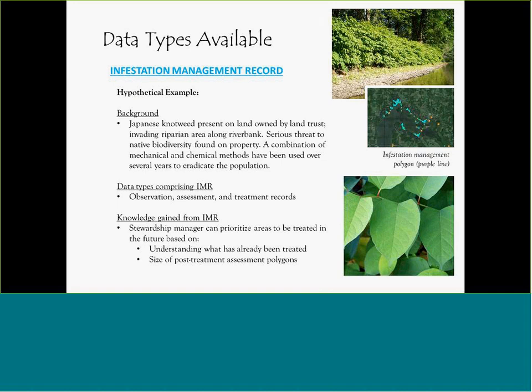Here's another hypothetical example for you. Say there's Japanese knotweed that's present on land that's owned by a land trust, and it's invading an area along a riverbank. This is going to be a threat to the native biodiversity that's found there because, as many of you know, Japanese knotweed can very easily form a monoculture. It doesn't allow other species to grow there, and especially in riparian areas, it's a soil eroder. It can actually really harm the stream banks and the species that are living there.